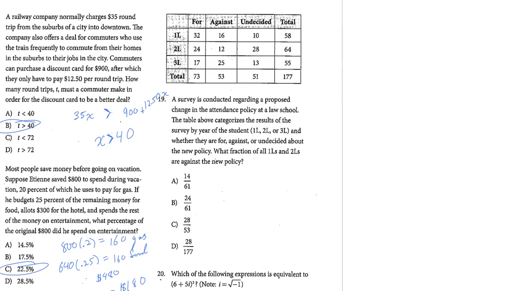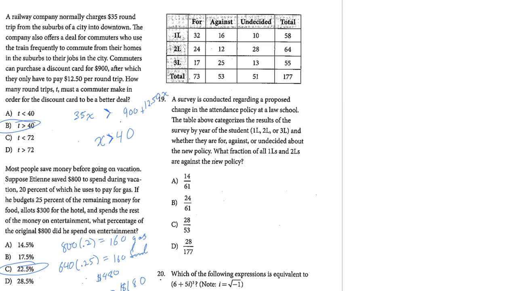Alright, going on to 19. So if a survey is conducted regarding a proposed change in the attendance policy at a law school, the table above categorized the results, surveyed by year of student, 1L, 2L, or 3L, and whether they are for, against, or undecided about the new policy. What fraction of all 1Ls and 2Ls are against the new policy?